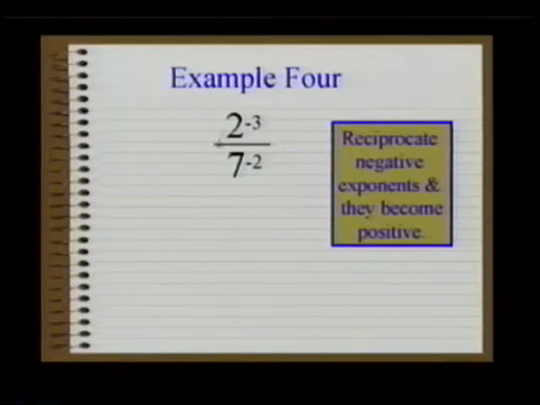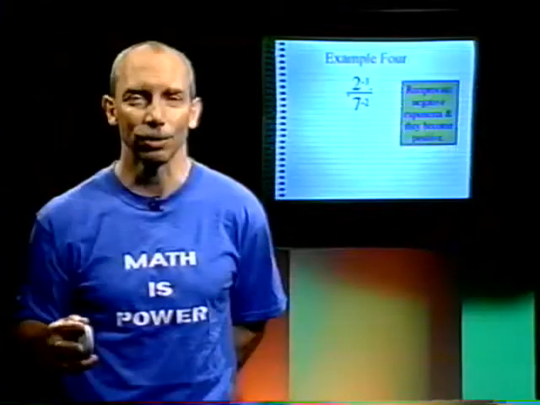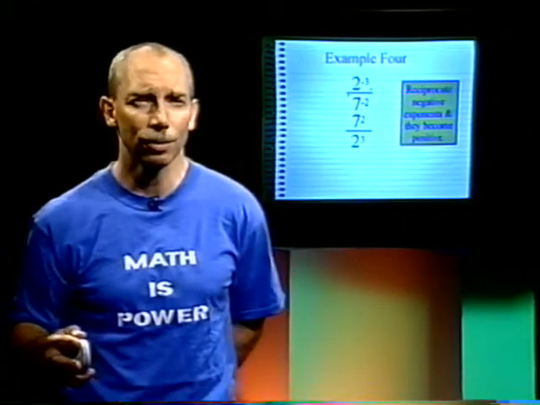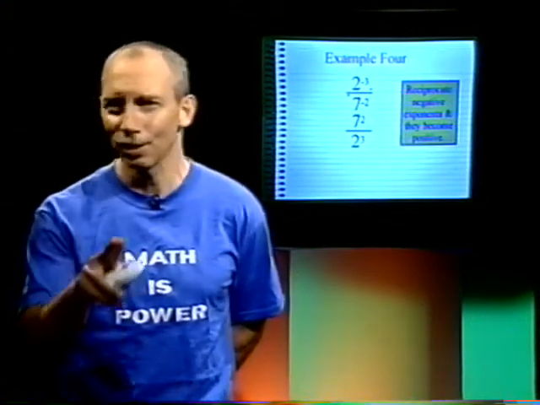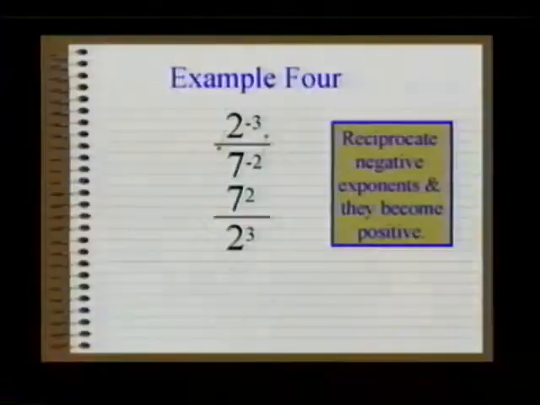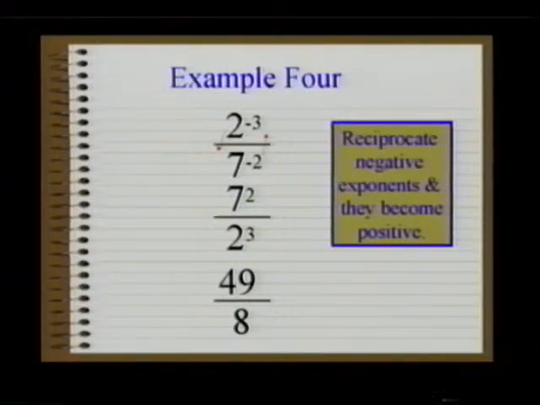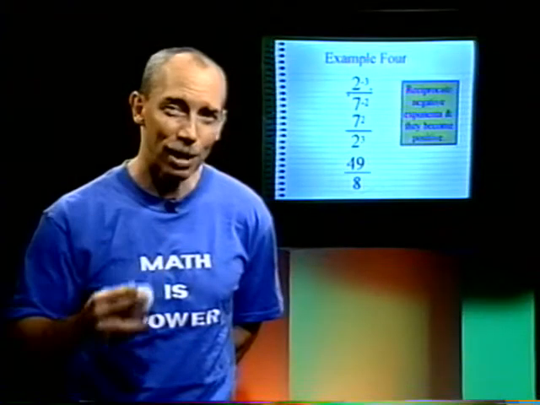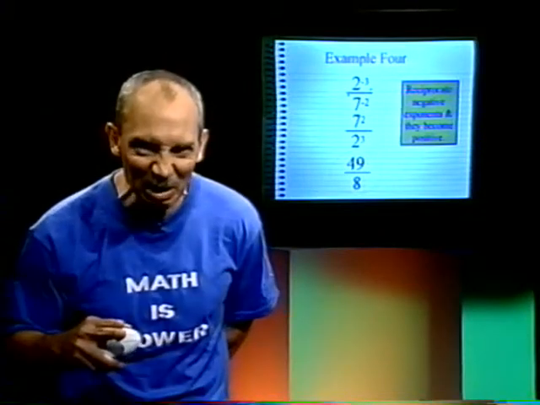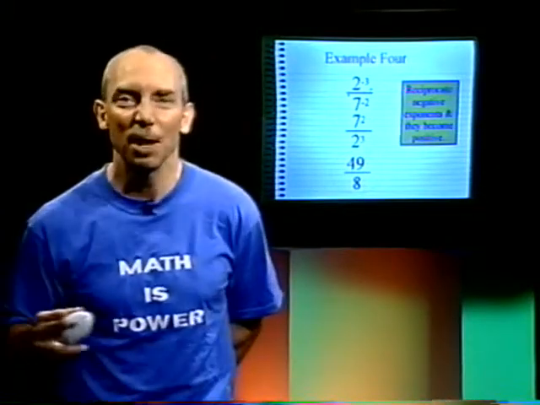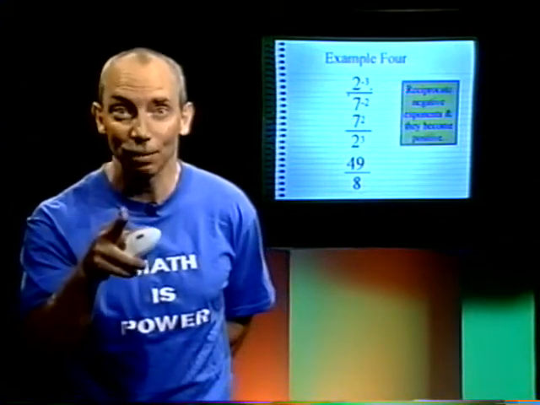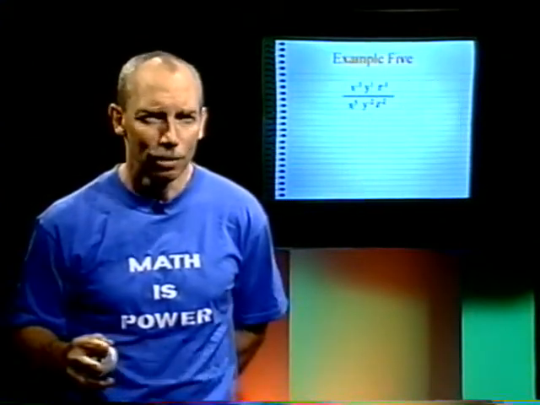So let's see. I'm going to take that 2 to the minus 3 and send him downstairs, and take the 7 to the minus 2 and put him upstairs. And I'll end up with now some positive exponents. I know what they do. 7 to the 2nd is 49 and 2 to the 3rd is 8. It's not so hard. So basically, my strategy is I hate negative exponents. So take them and turn them into positive exponents. How do you do that? Reciprocate.